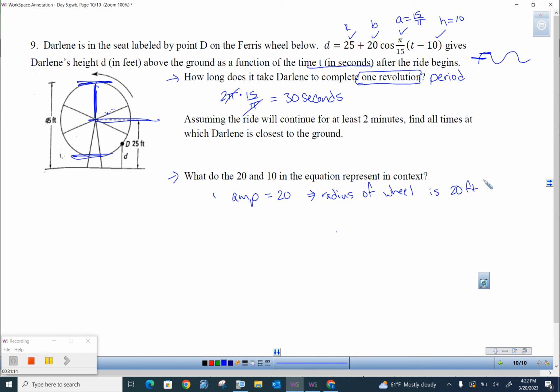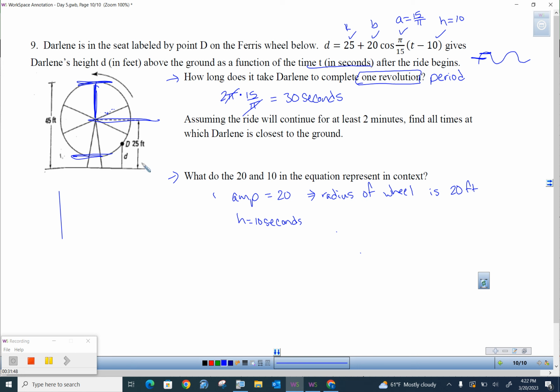Okay, and the 10 we have to think a little bit more about. We know that that is our h value, but we have to talk about context, what it means. So first thing we're going to do is actually attach a label. Because we're inside, we're talking about time, so I know this is 10 seconds. But in order for us to think about answering this question on what it really represents other than 10 seconds, we need to think about what this graph looks like. Okay, so what I want you to do to the side here is we're going to sketch and add some labels to this graph.